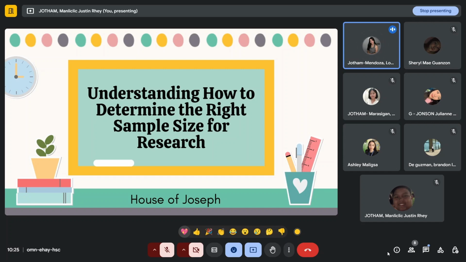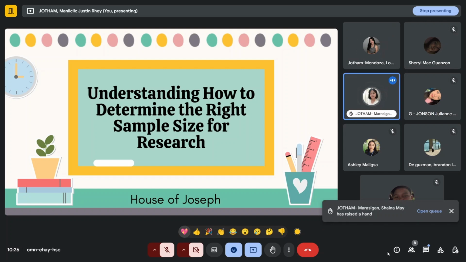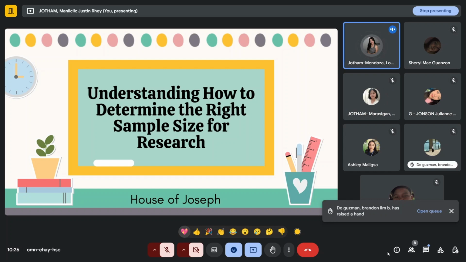Why do we use samples instead of studying the whole population? Can anyone share their thoughts? Okay, Shaina. Because it saves time po, ma'am. How about Brandon? It's more practical po, ma'am. Exactly. Studying an entire population can be time consuming, expensive, or even impossible. That's why researchers use samples to make informed conclusions.